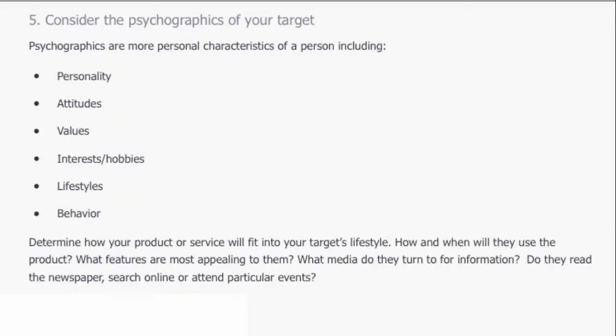ethnic background. And then consider the psychographics of your target. Psychographics are more personal characteristics of a person, including personality, attitudes, values, interests and hobbies, lifestyles, and behavior. And then determine how your product or service will fit into your target's lifestyle. Now, this step is particularly beneficial in social media because those interests and hobbies and personalities and values are easier to determine, and they're also easier to target.